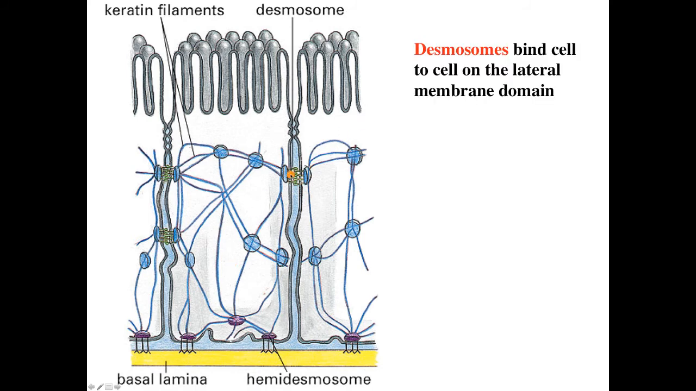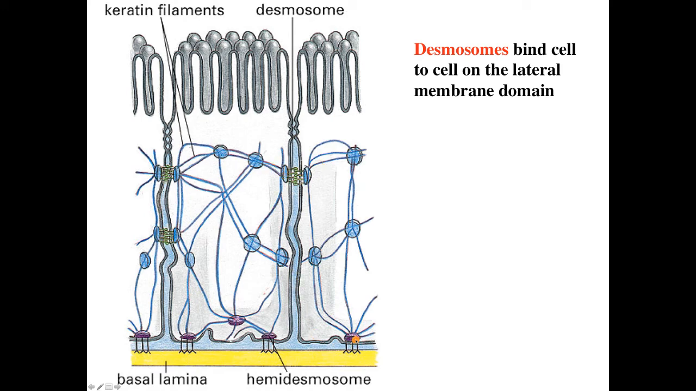Desmosomes are binding cell to cell. They're binding on the lateral membrane domains, and here we see some desmosomes on lateral membrane domains, and notice they're interacting with various cytoskeletal proteins. These happen to be keratin. So desmosomes bind cell to cell and bind the cytoskeletons.